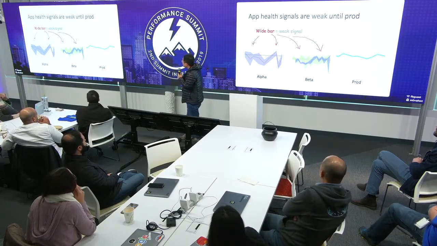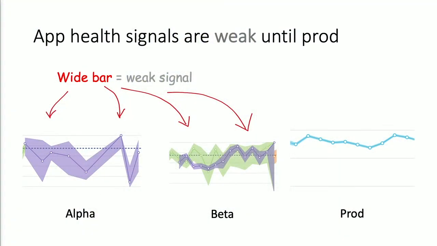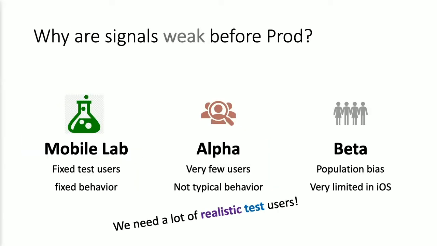So we know that app health signals are typically weak before prod. By signals, I typically mean performance metrics, reliability metrics. And by weak, I look at these error bars. I'm not sure if you have seen similar charts in your company, but it's here in Facebook. If you look at the alpha chart, it's like, oh, huge error bar. I don't trust that data.